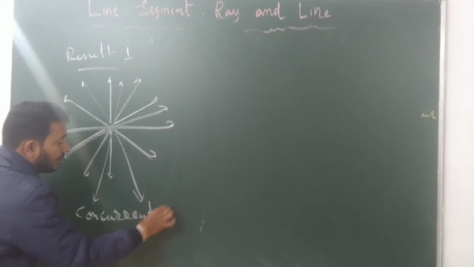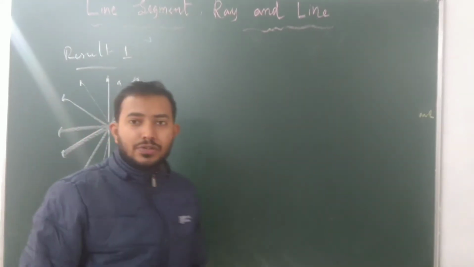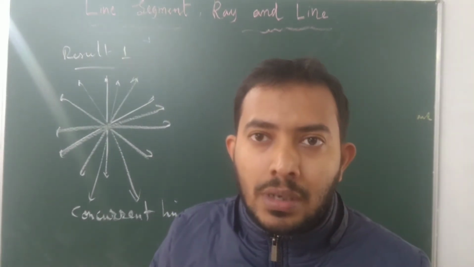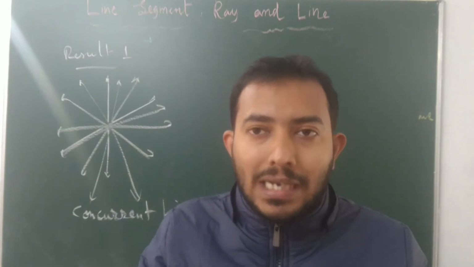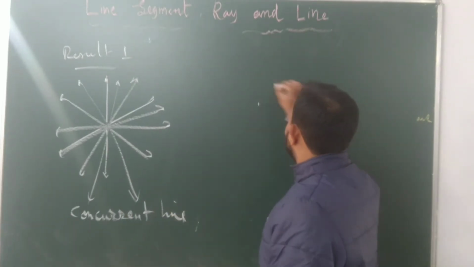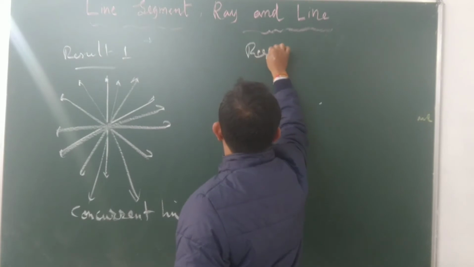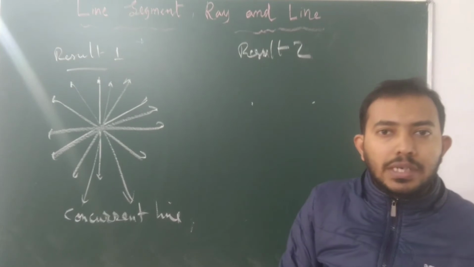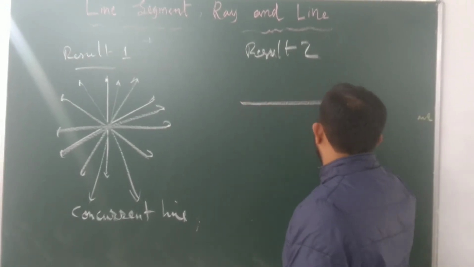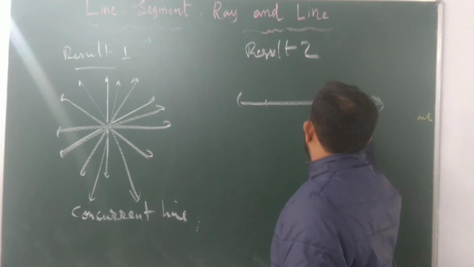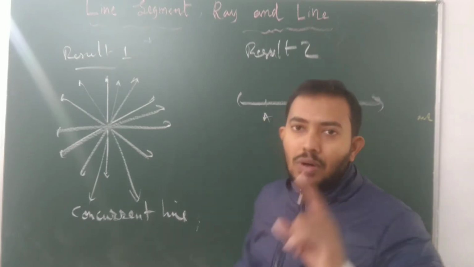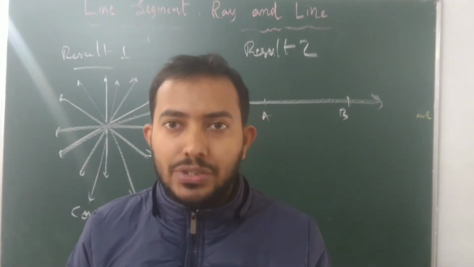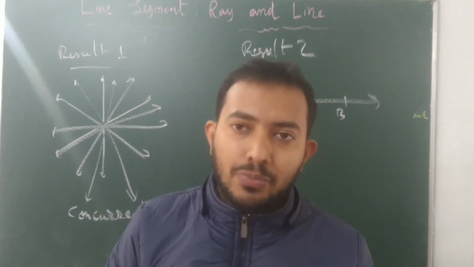Concurrent line. This is the first result. From a point, an infinite number of lines can be passed through it. And from two distinct points, if you take one point here and another, this is your second result: if you take 2 points, you can pass only a line. 2 points, only one line. 1 point, an infinite number of lines will pass through it. Remember this one. These two results are very important.